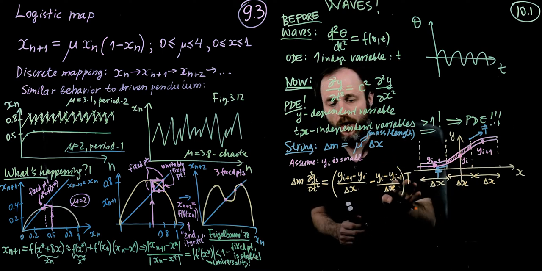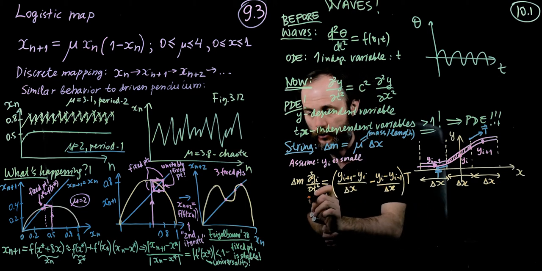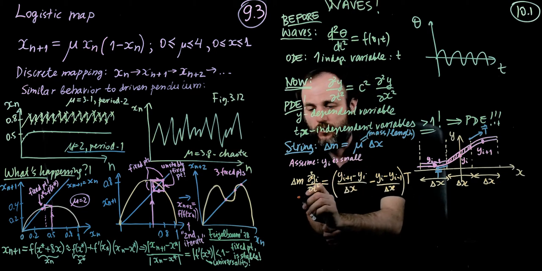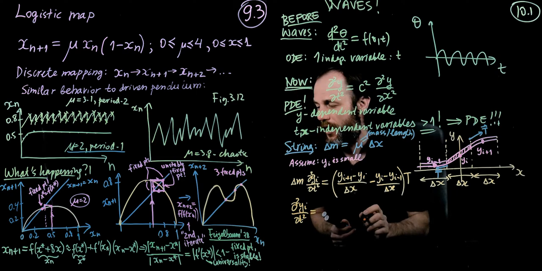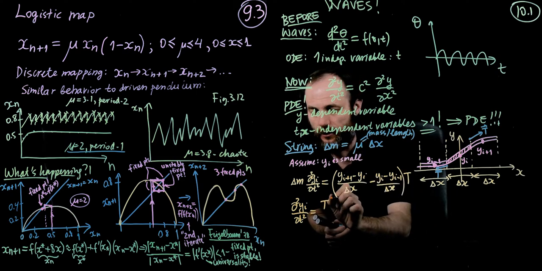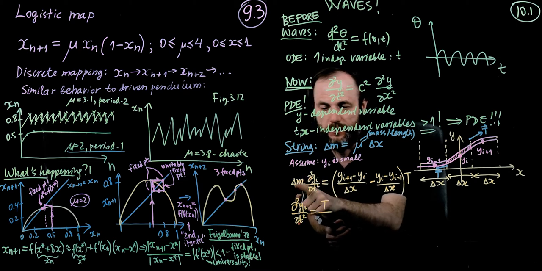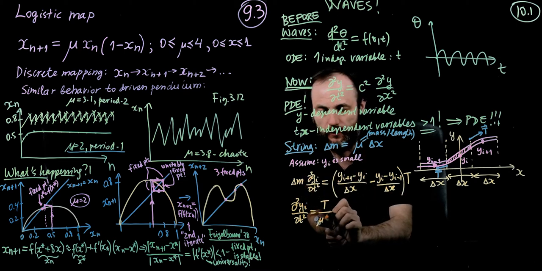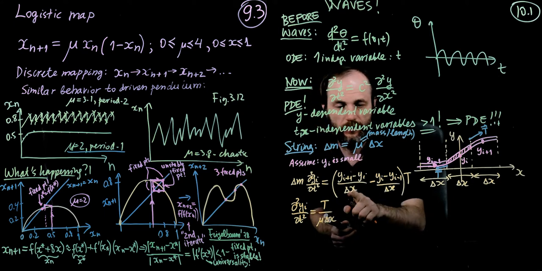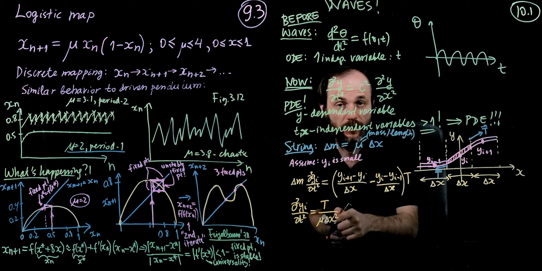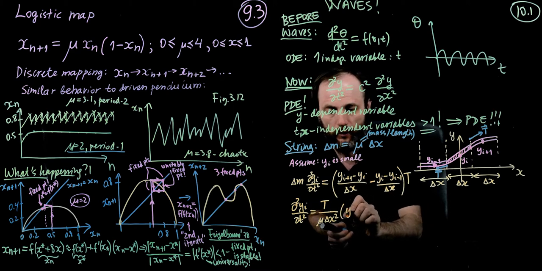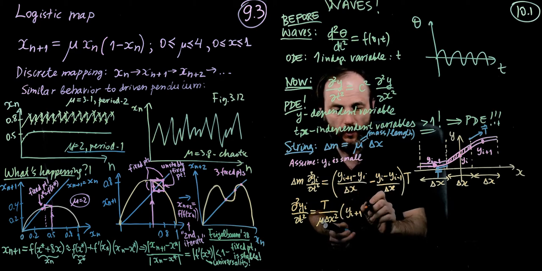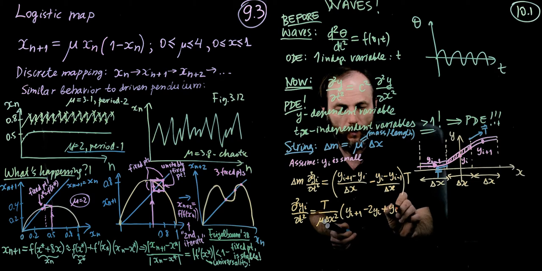And we can rewrite this by reshuffling things around. So how would we do that? Well, let's express what the second derivative is with respect to time. And that will be equal to T over here divided by delta m, and delta m is mu times delta x. There is another delta x from here, so there will be a delta x to the second power. And if we were to add these all up, we're going to get yi plus 1 minus 2yi plus yi minus 1.